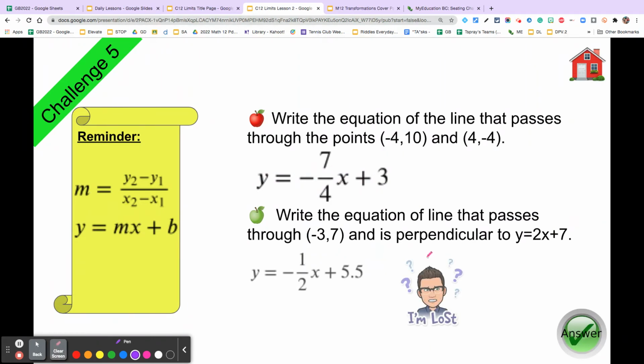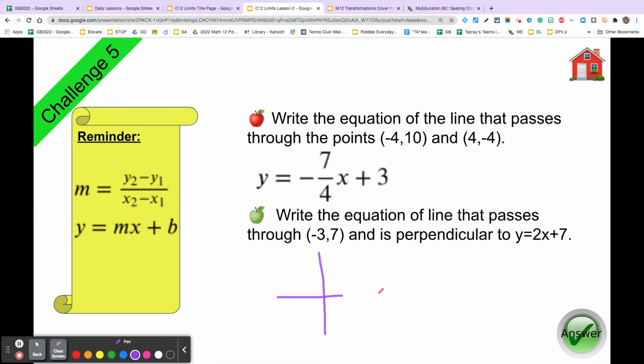Okay, and finally, write the equation of the line that passes through the point negative 3, 7 and is perpendicular. Okay, so I mean, this would be nice to do on Desmos, but for right now, let's just do it right here. There's my line. If something's perpendicular to that, that means that it's at right angles. And we know that the slope perpendicular to that one is the negative reciprocal. So that would mean that the perpendicular slope would be y equals negative 1/2 x plus 7.